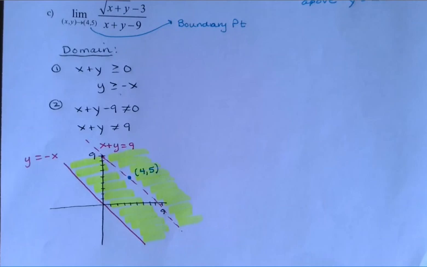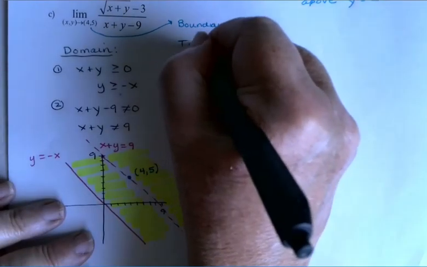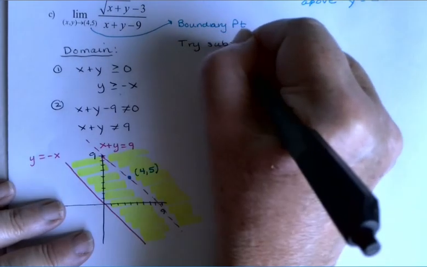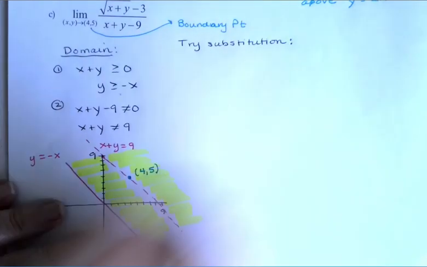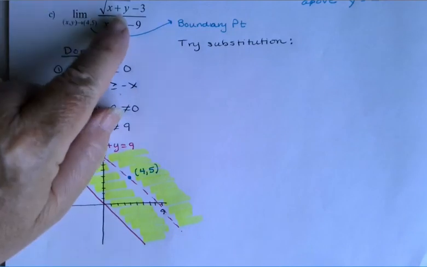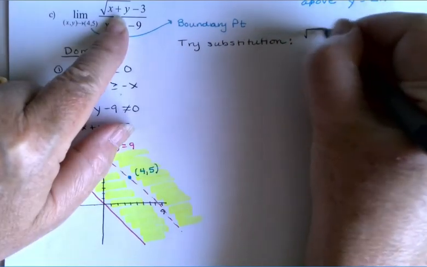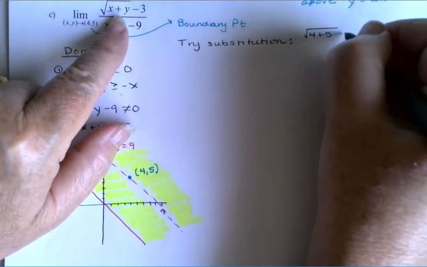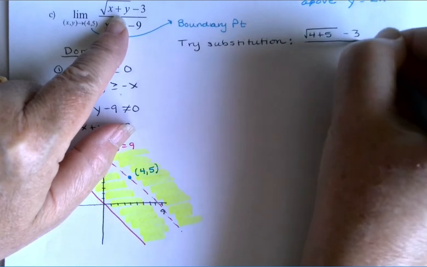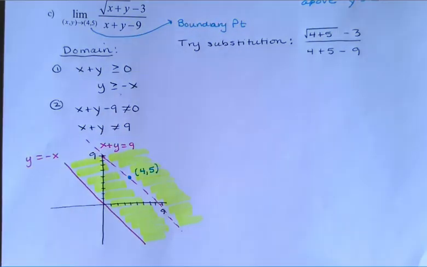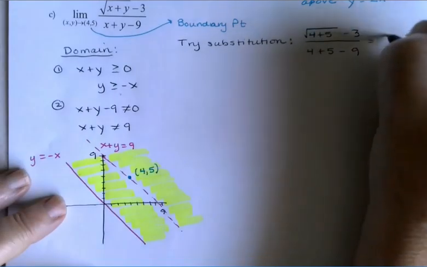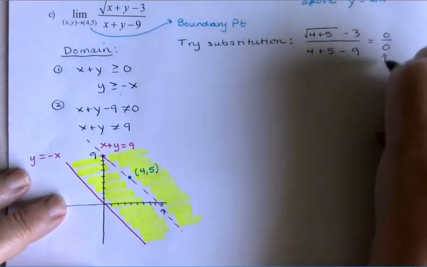If I actually did try to substitute, putting in 4, 5 would give me square root of 4 plus 5 minus 3 over 4 plus 5 minus 9, and that's 0 over 0. So I see that indeterminate form again.